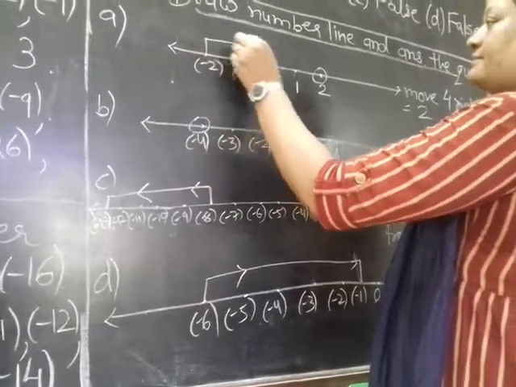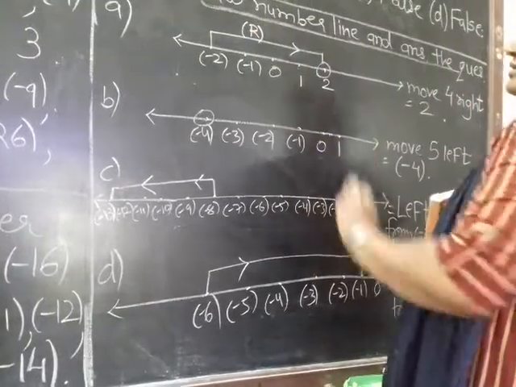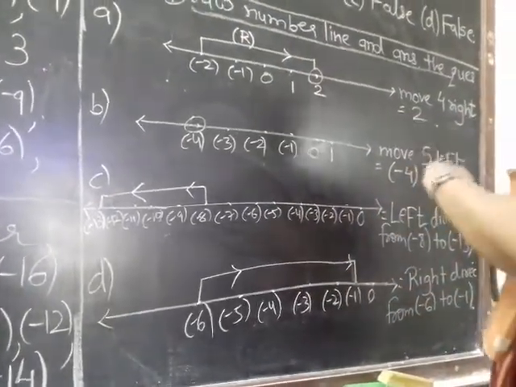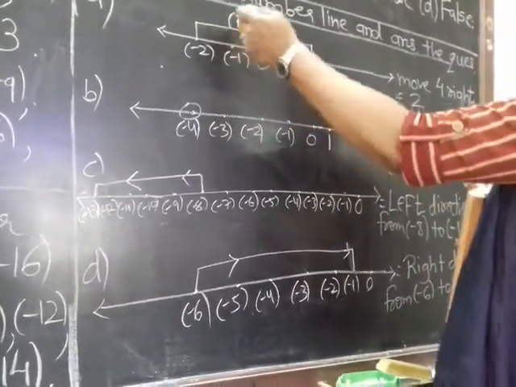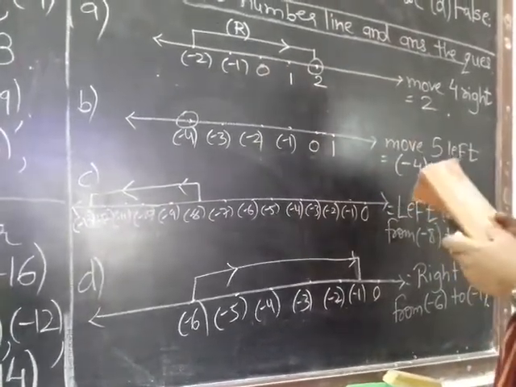It is towards the right. So move 4 right from minus 2. We are moving on to the right side. So count 1, 2, 3, 4. So the answer is 2.